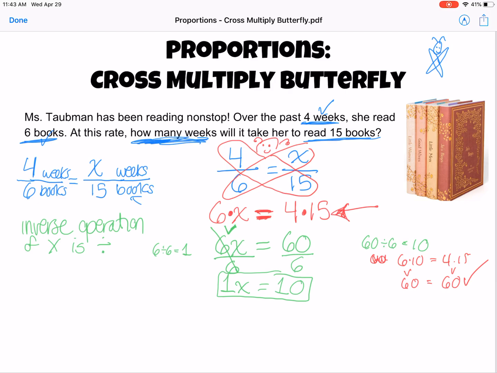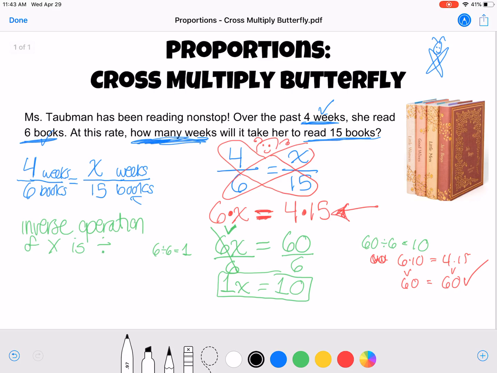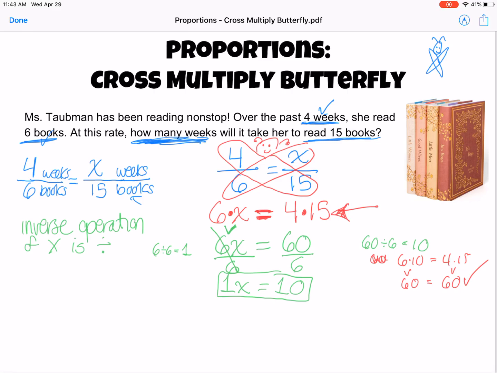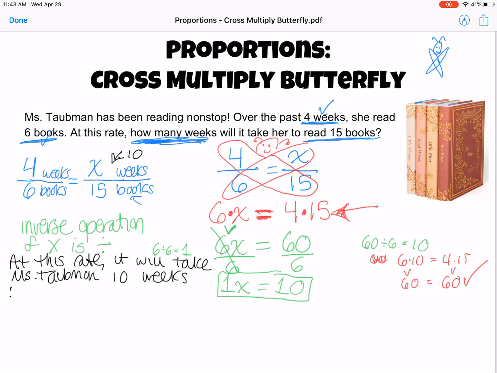So now I know, yeah, x is 10, but now this is a word problem, so we need to give an answer sentence. So the question asks, at this rate, how many weeks will it take her to read 15 books? So your sentence could be something like, at this rate, it will take Miss Taubman 10 weeks. Remember, we solved for x, which was weeks, to read 15 books. That's what we know. We know she's reading 15 books. We know the rate. We know it'll take her 10 weeks.